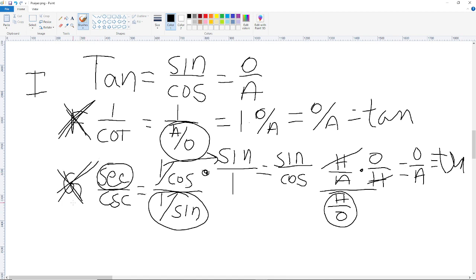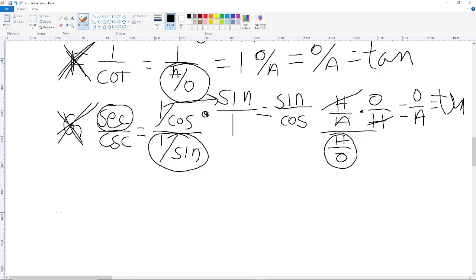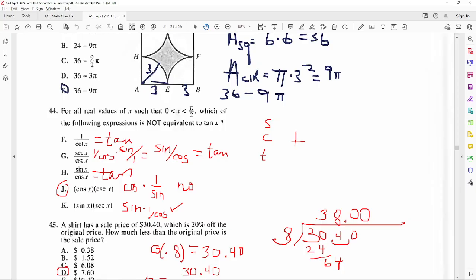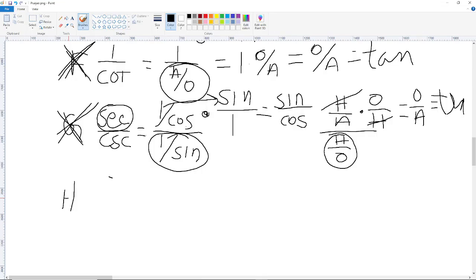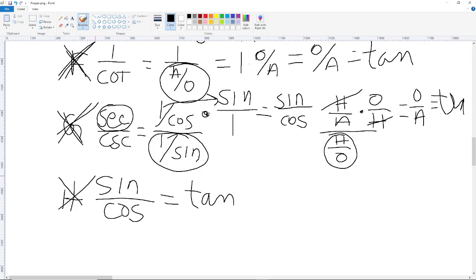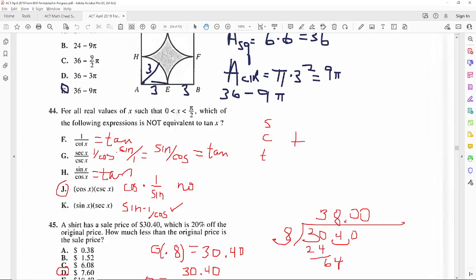I'll tell you another way to do this momentarily, and maybe a simpler one, even if you don't remember all these ratios. Okay, H, sine over cosine. Well, I won't even do that with the ratio of sides because that's something you should memorize. Sine over cosine is equal to tangent. It just is. So H is not our answer.